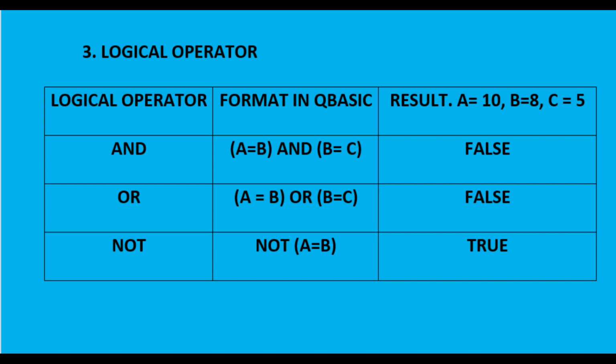So here the value of A is 10, B is 8. So obviously A is not equals to B. Again, means the first condition is not true. Now coming to the second condition, that is B equals to C. B is 8 and C equals to 5. So obviously both the conditions are not true. So the result will be coming out to be false.